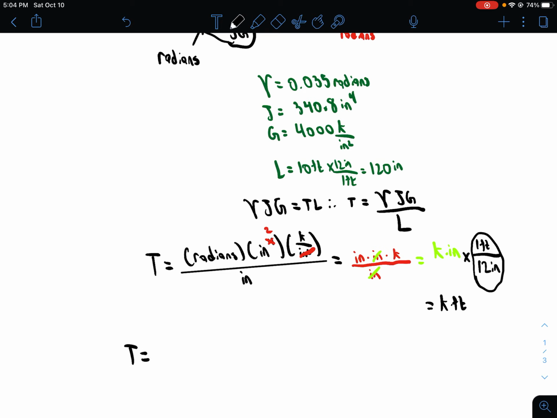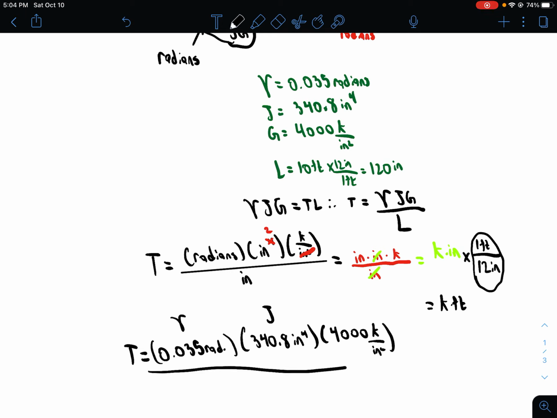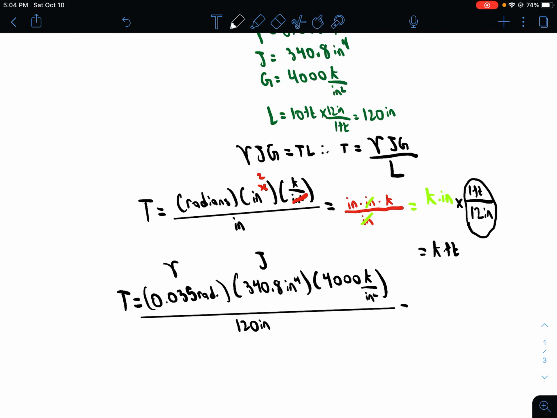So we have T equals our radians, which is 0.035 radians. So here's our gamma. Then we have our polar moment of inertia of 340.8 inches to the fourth, which is our J. We have our G, which is our shear modulus of 4,000 kips per square inch. And then we have our length of 120 inches.